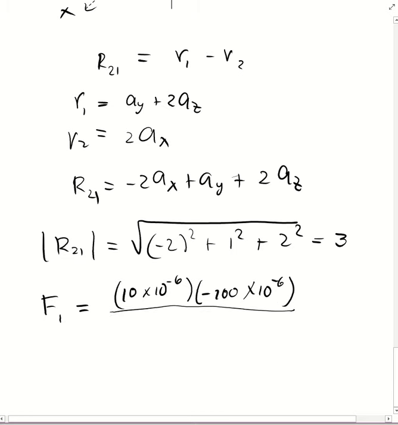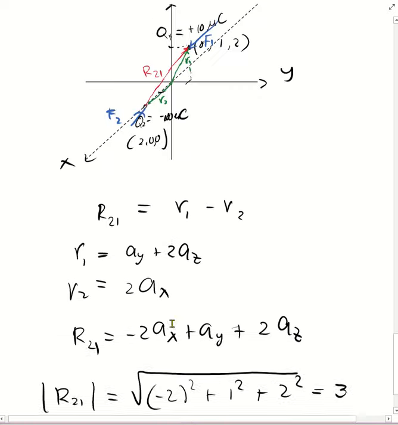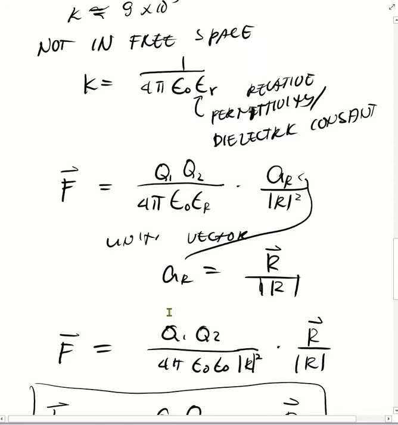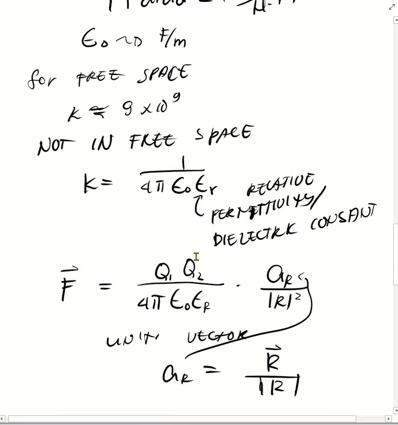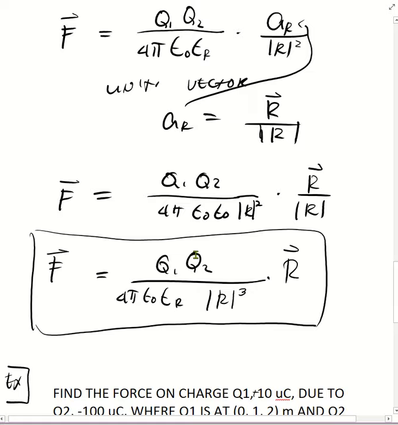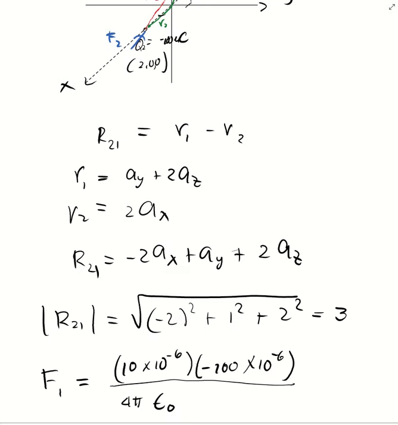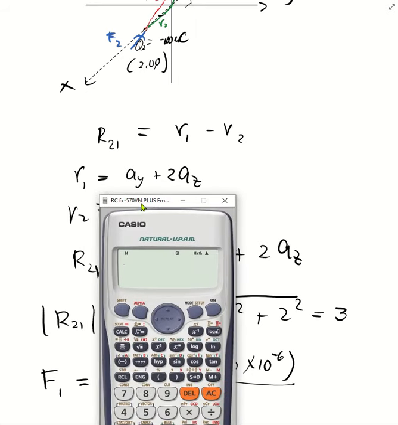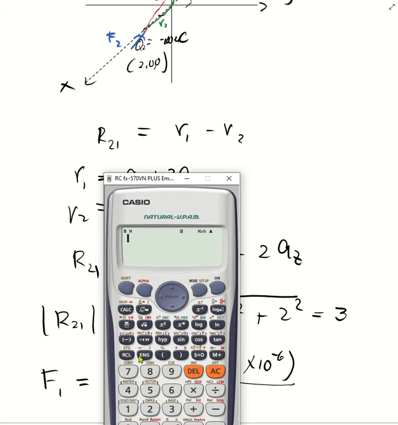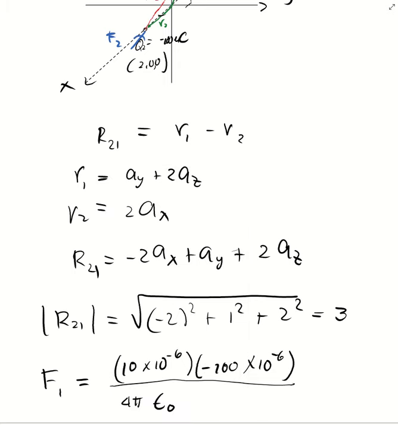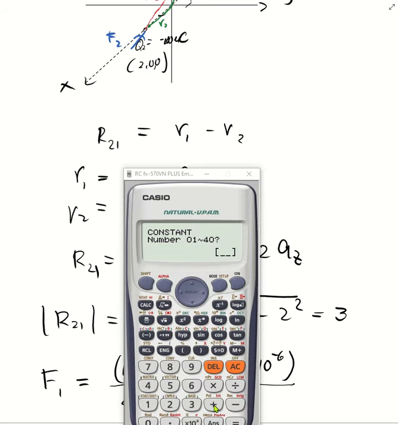All over 4 pi epsilon naught. Don't use 9 times 10 to the 9. You can use it, but because your calculator has epsilon naught, it's a constant, so you can use it directly. So on your calculator, shift constant, shift 7. Then you choose the constant epsilon naught. I think it's number 32, constant 32.